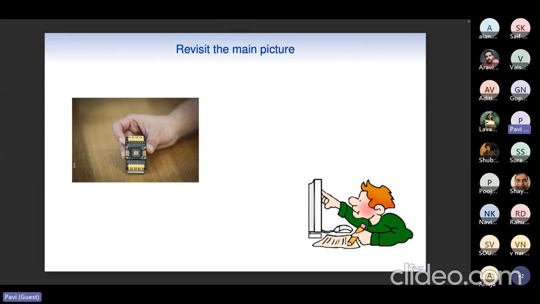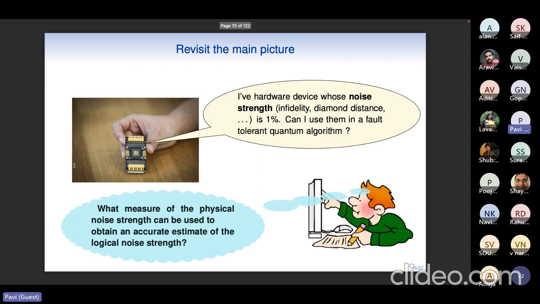Okay, so let's pause at that picture where we understood physical channels, physical error rate, logical channels, and logical error rate, and see what it is that we want. Given a device, we basically want to say, if I have a device whose noise strength is 1% according to any of these metrics, can I use it in a fault-tolerant algorithm? In other words, can I predict the logical error rate with these devices? And now the question we want to answer is, what measure according to those functions will help me obtain an accurate estimate of the logical noise strength?